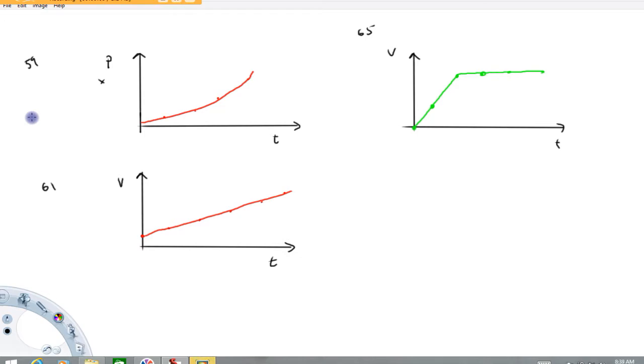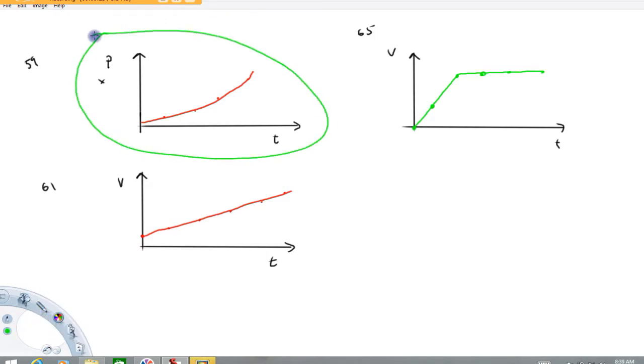Specifically, we're going to look at Chapter 2, numbers 59, 61, and 65. Each of these problems has a graph drawn with it. For number 59, you need to focus on just this graph. The other two graphs are for the other two problems.